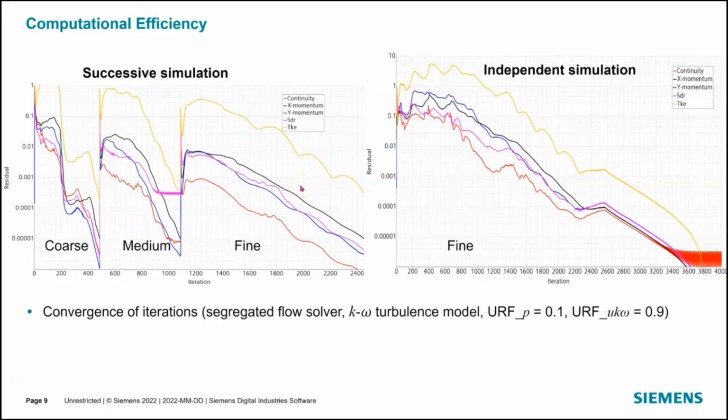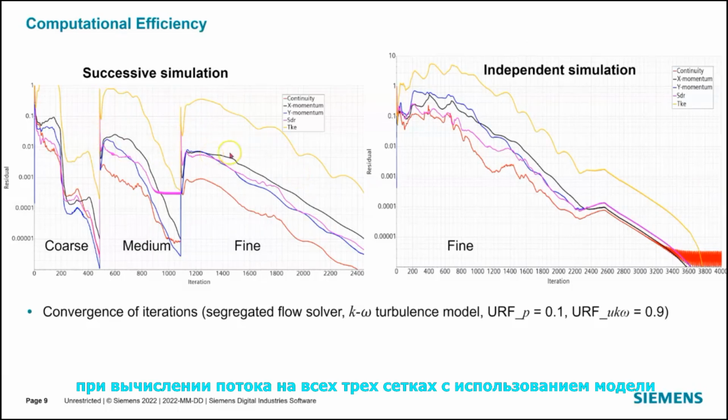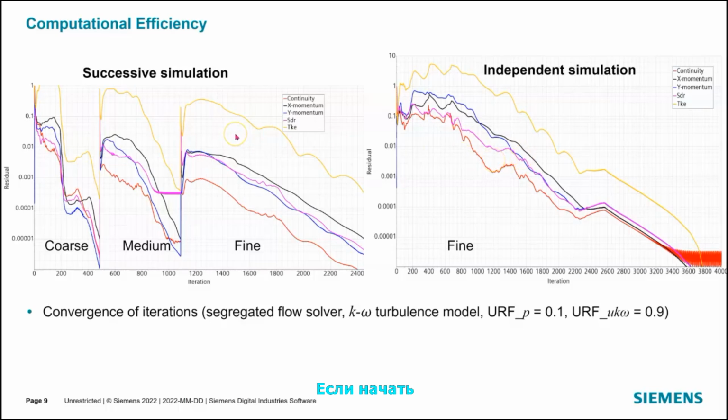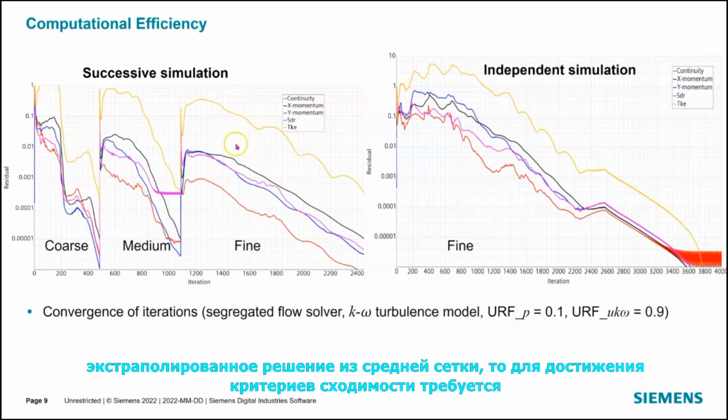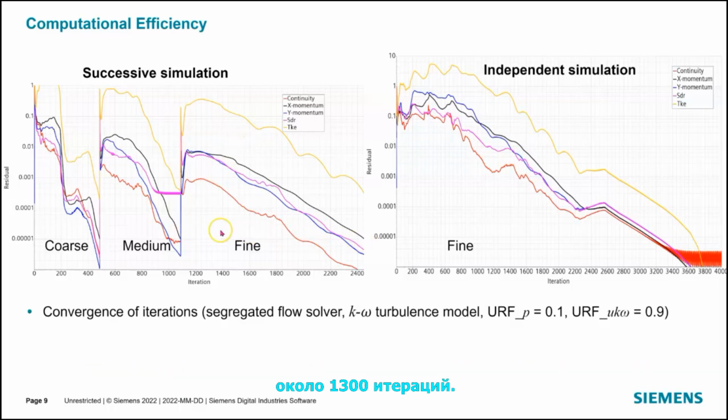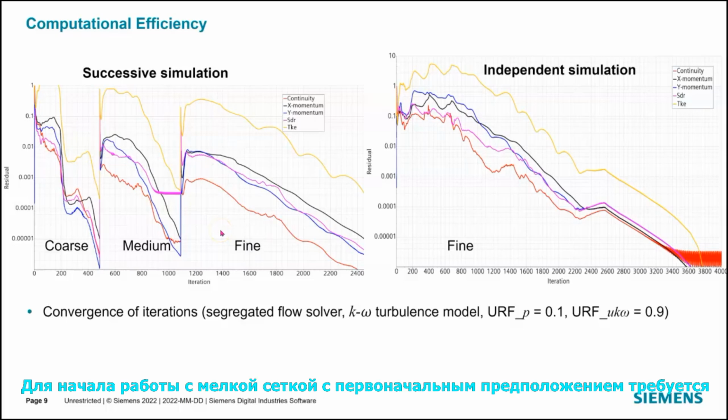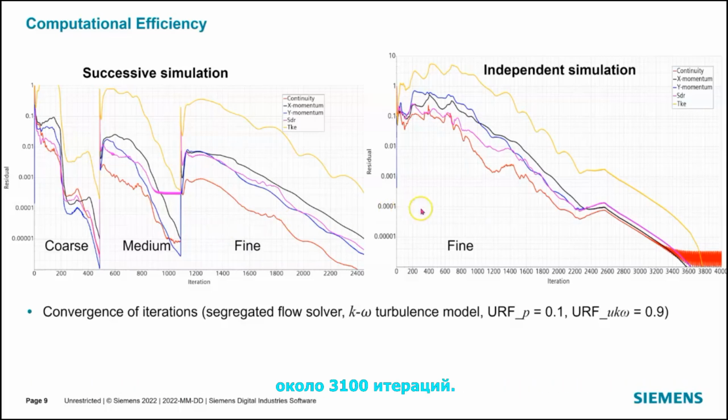These plots show the convergence of iterations in the segregated flow solver when computing the flow on all three grids using the k-omega turbulence model and when computing the flow only on the fine grid. With the extrapolated solution from the medium grid, about 1,300 iterations are needed to reach the convergence criterion. When starting on the fine grid with an initial guess, about 3,100 iterations are needed.